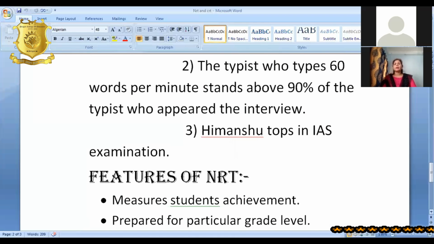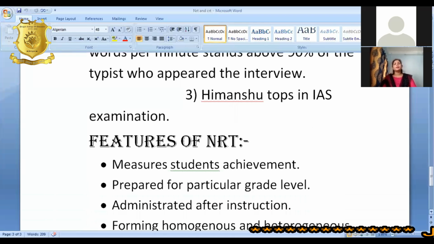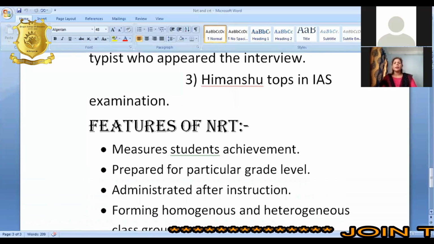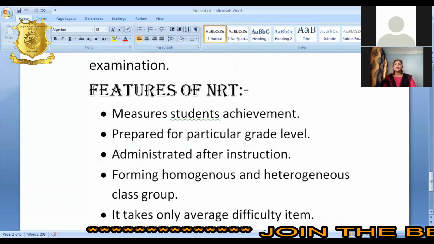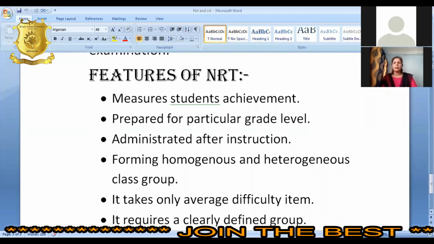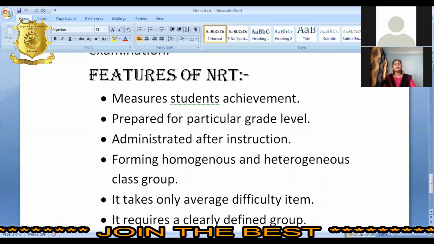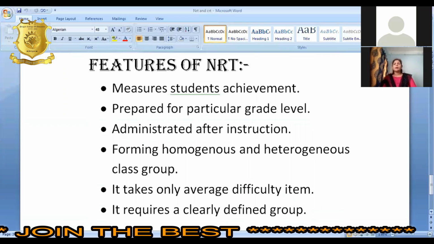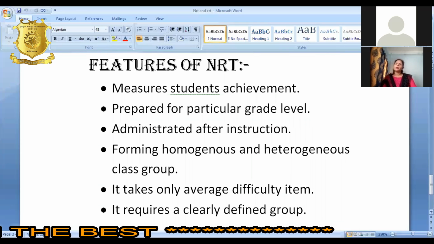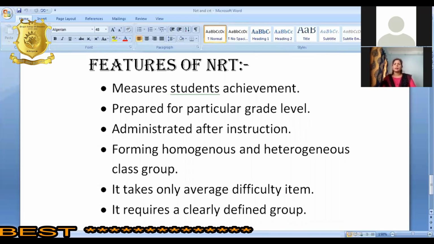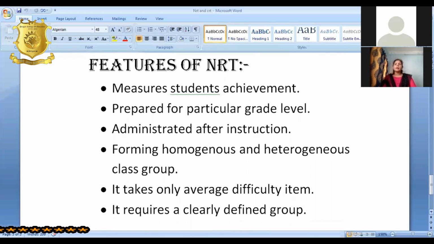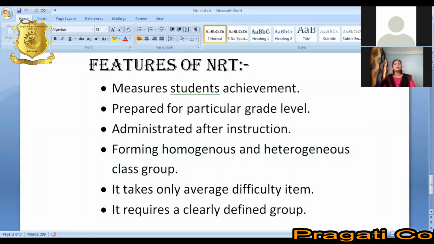Now we'll discuss the different characteristics and features of NRT. The first feature is it measures the students' achievements in terms of the curriculum-based scale. Number two is it is prepared for a particular grade level or course level. This characteristic is similar to the CRT. But it is administered only after the instruction, not before instruction. And it is used for forming homogeneous and heterogeneous class groups.